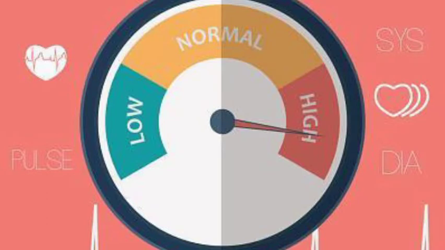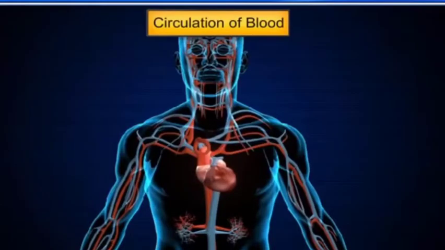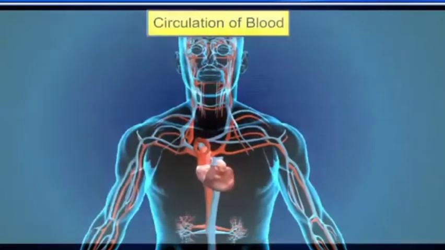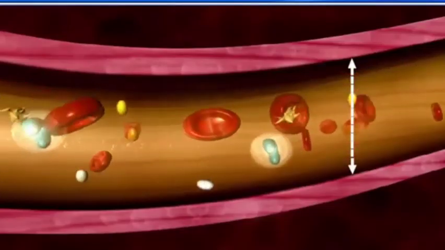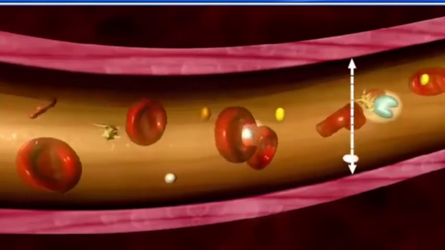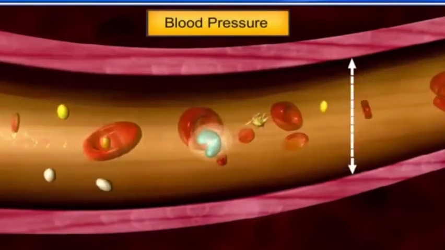Most heart problems are related to variation in blood pressure or BP. During circulation, when the heart pumps blood, the blood rushes through blood vessels and exerts pressure on the walls of the blood vessels. This is called BP or blood pressure.